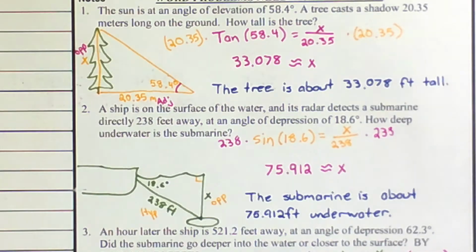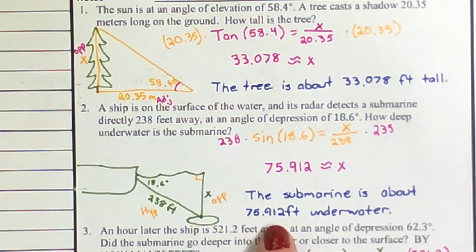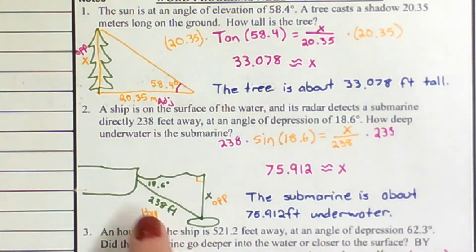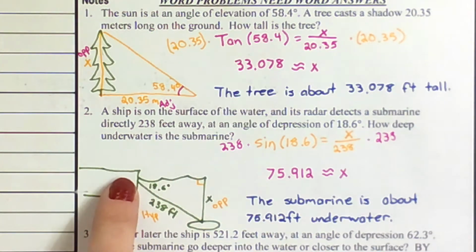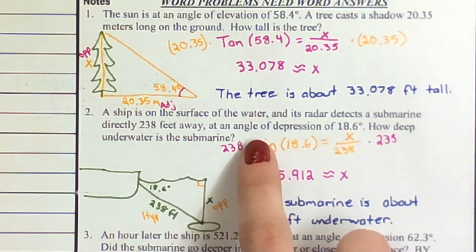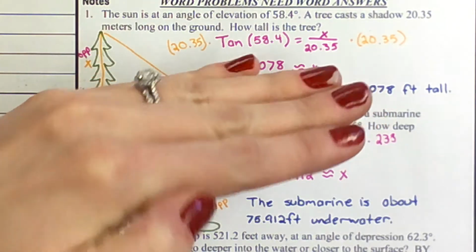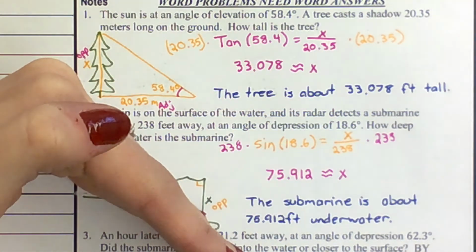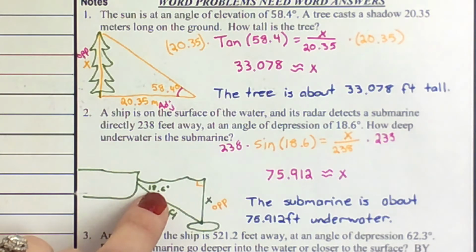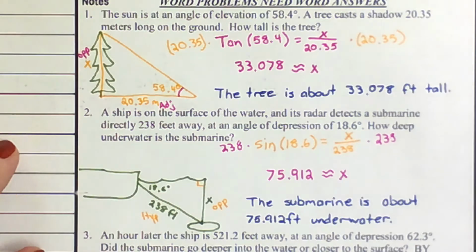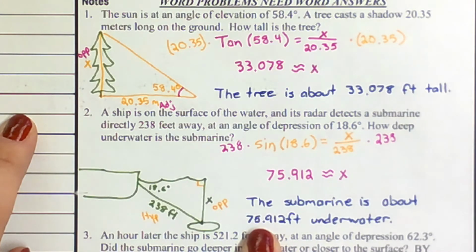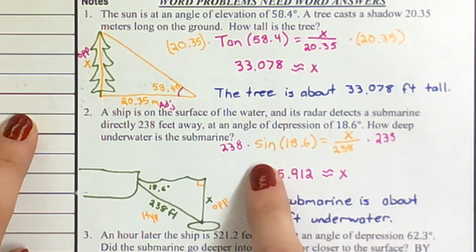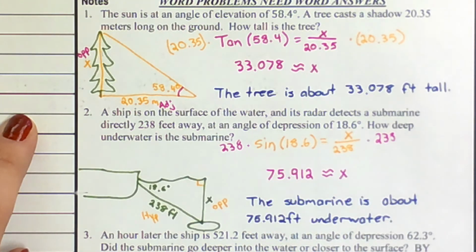On the second one, I got that the submarine is about 75.912 feet underwater. Here's my boat, here's my submarine, and it's directly 238 feet away, so I measure straight to the submarine, 238 feet. For the angle of depression, remember depression is from the horizontal going down, so that's why my 18.6 is right there. We want to know how deep the submarine is underwater. Here's my water, so how far down below is the submarine? I got about 75.912. Again, I did inverse operations on this one because I think it's easier than putting a 1 underneath and cross multiplying, but that's up to you.